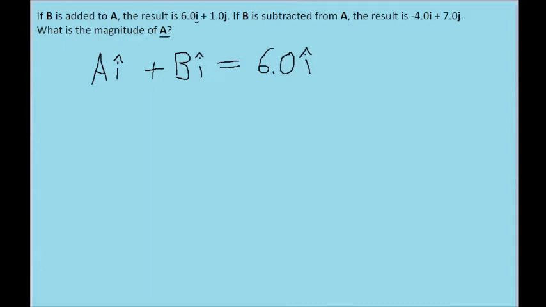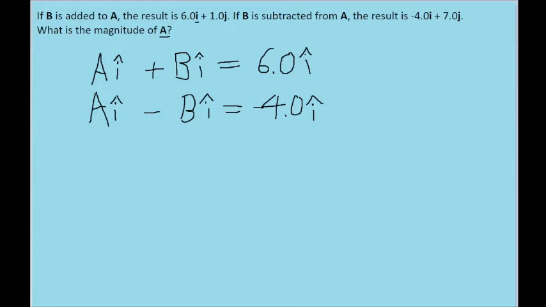But anyway, we'll want to do the same thing for the second result we're given, where if B is subtracted from A, then we'll get negative 4.0 in the I direction. So let's show that. And here's what that looks like, that the A vector in the I component minus the I component of vector B is equal to negative 4.0i.